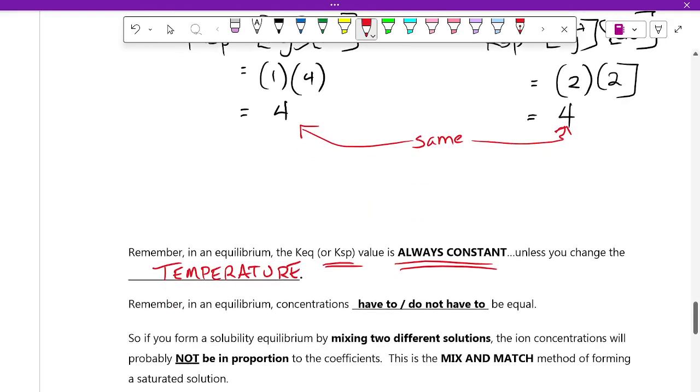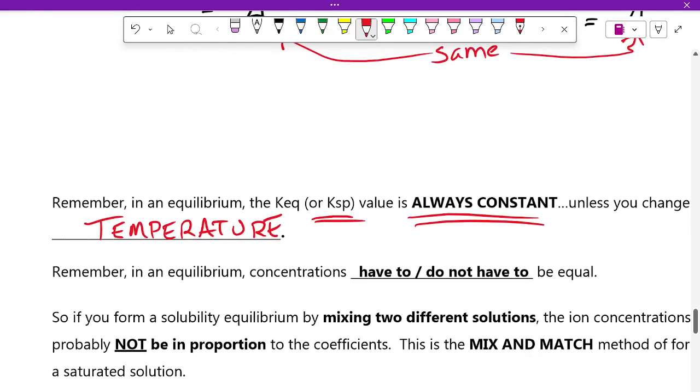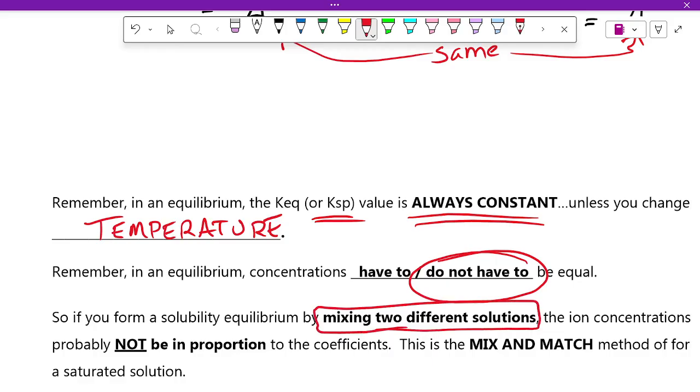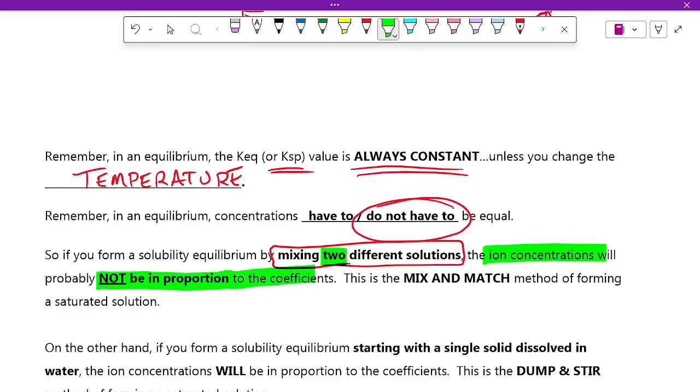Remember, in an equilibrium, do the concentrations have to be equal or not? They do not have to be equal. So when you are mixing two different solutions, the ion concentrations will not be in proportion to the coefficients. This is our mix and match scenario.